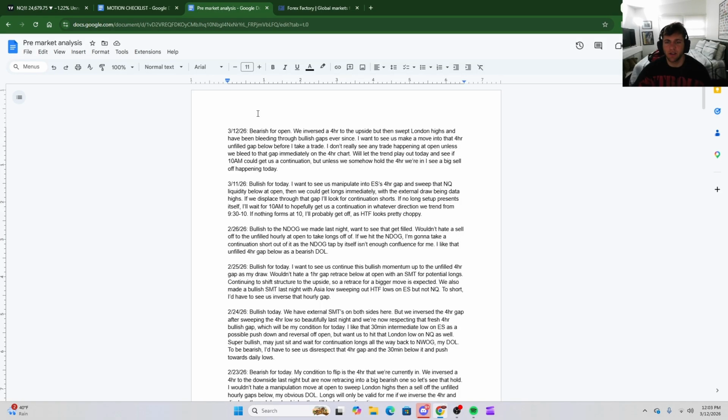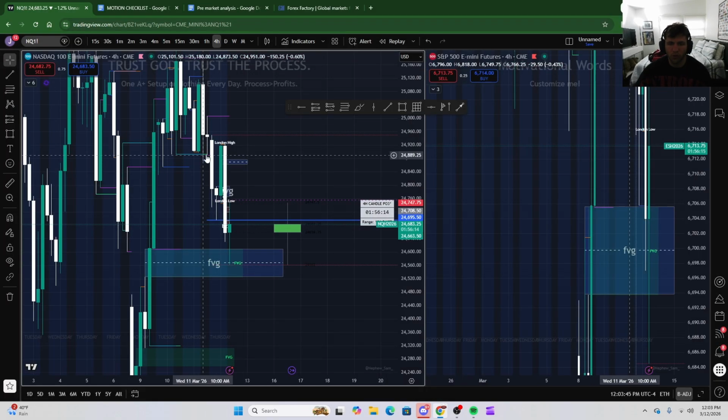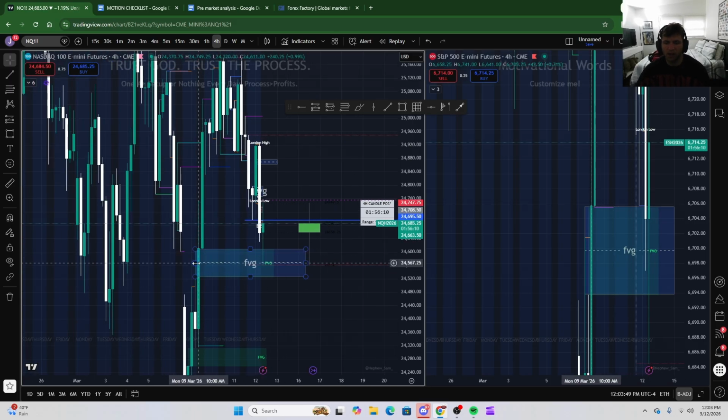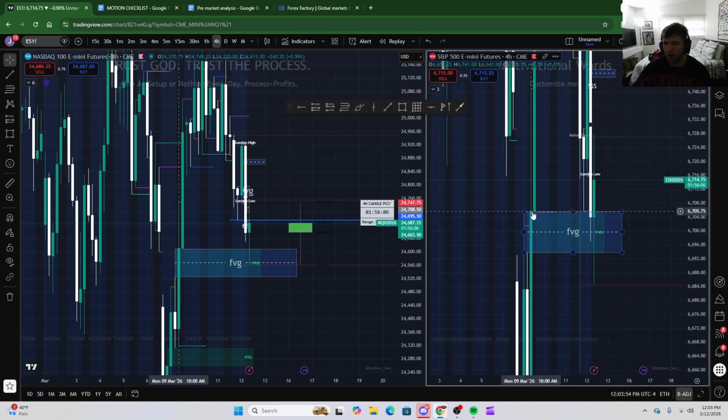Let's get into the day though. So I was bearish for open. We inversed a 4 hour to the upside here, but then didn't do anything with it. Swept London and started selling off. I like this unfilled 4 hour as a draw. We also had equal lows at this 4 hour on the S&P 500.